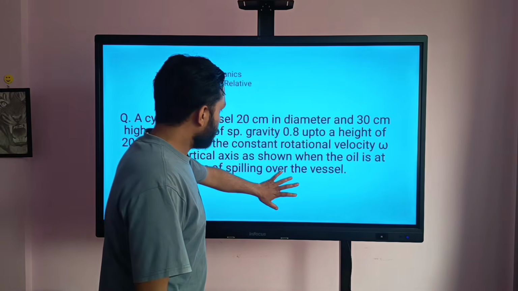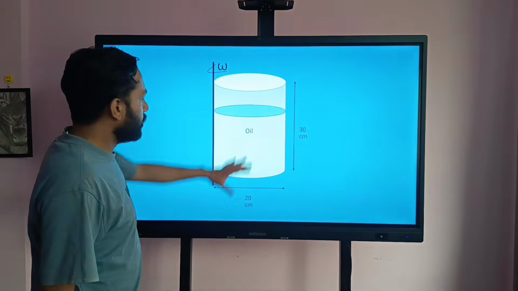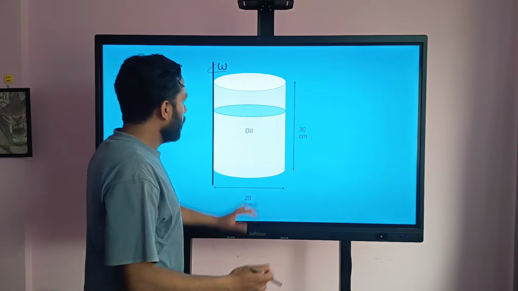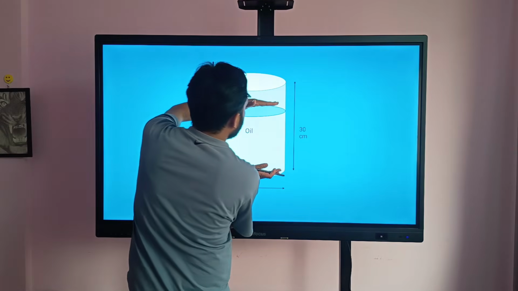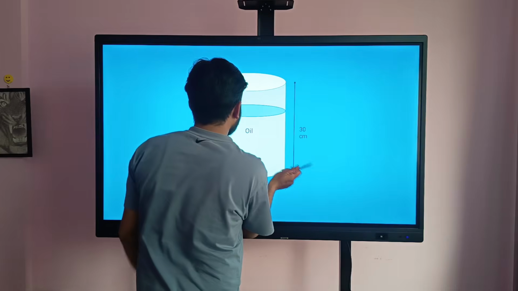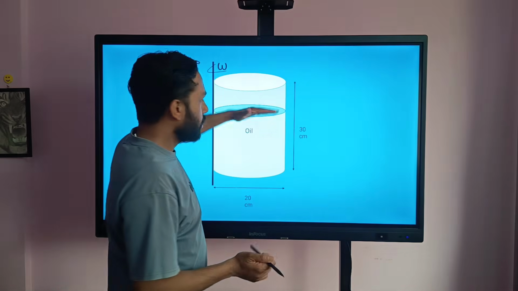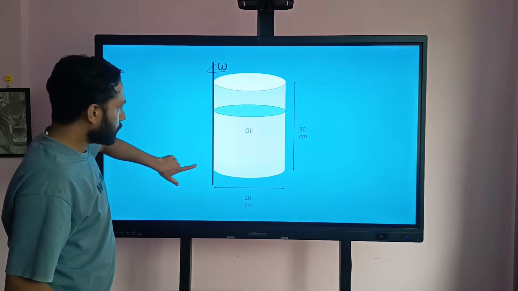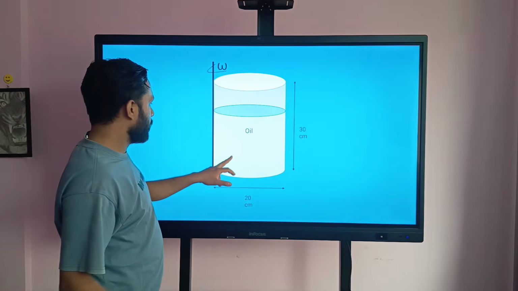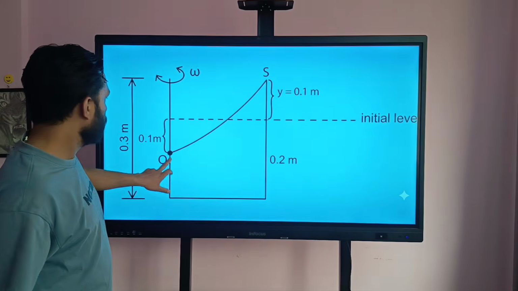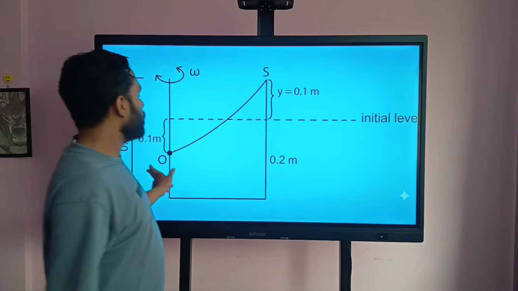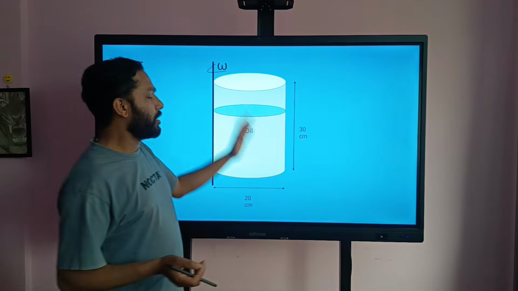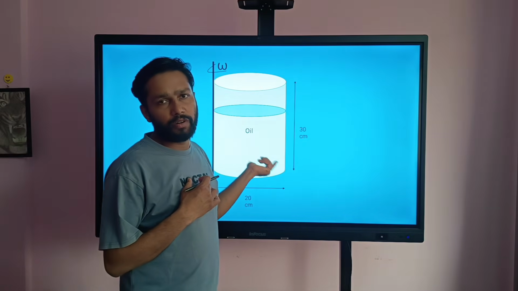Here the height of the cylinder is 30 centimeter and the diameter of the cylinder is 20 centimeter, and it contains liquid up to a height of 20 centimeter, as already given in the question. So the oil is up to this point. This is the case of the liquid before rotation.